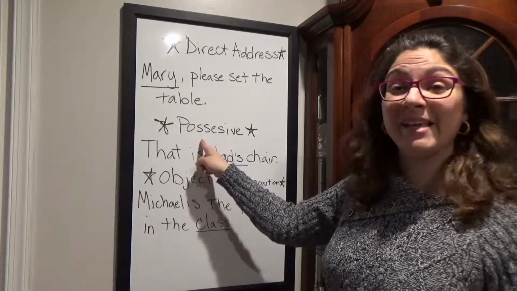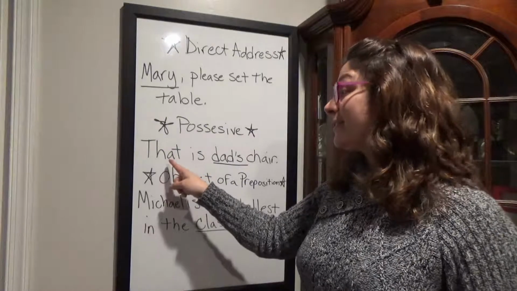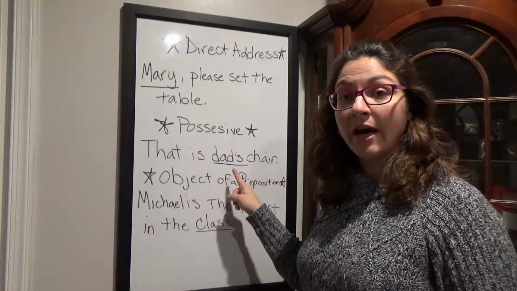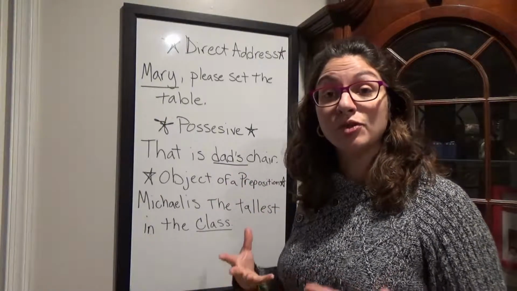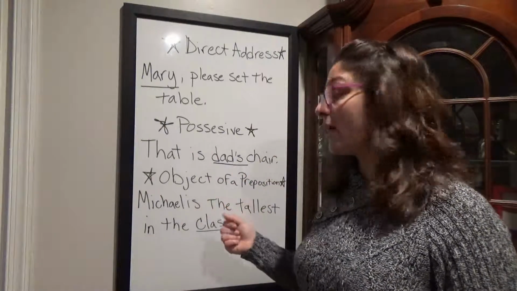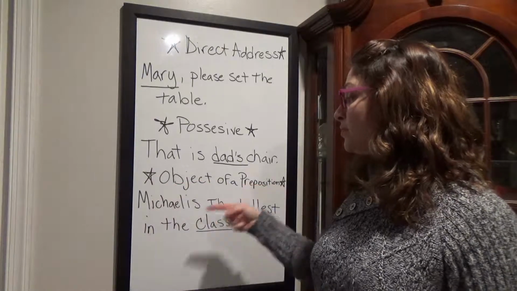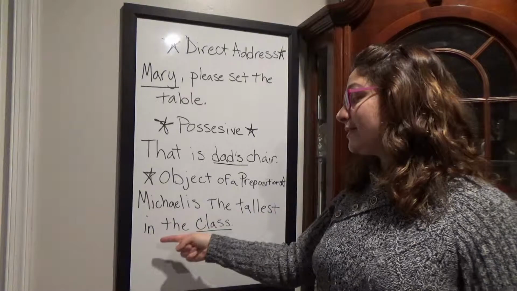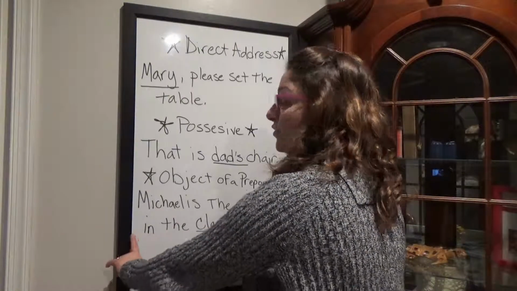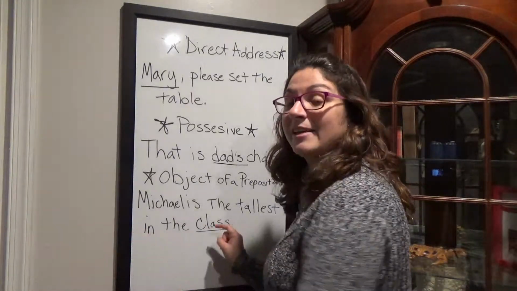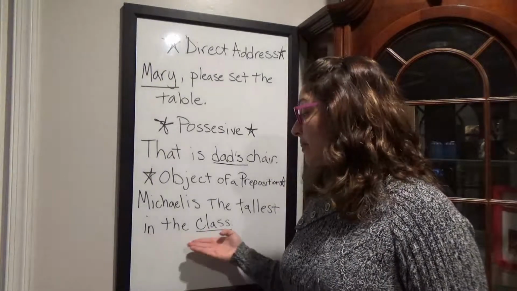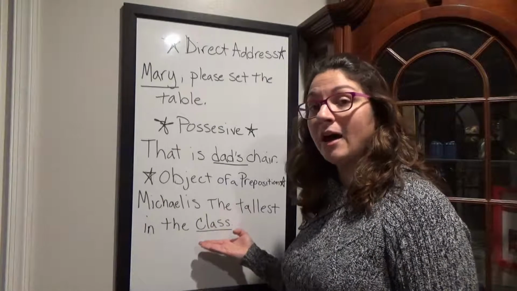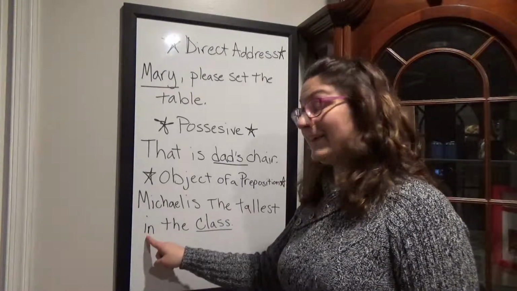The next one is a possessive noun. Our example here is, that is Dad's chair. Dad's is the possessive noun in this sentence. It tells us whose chair. It answers that question. So here's an object of a preposition as an example. Michael is the tallest in the class. This phrase, in the class, is a prepositional phrase. This word, class, is a noun. It is the object of the preposition in.